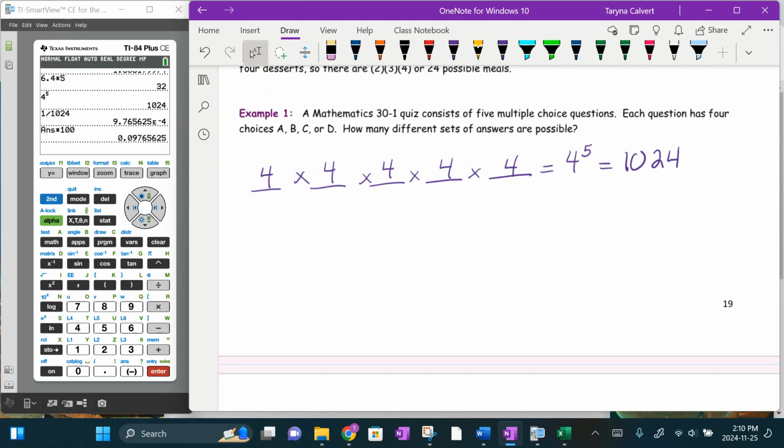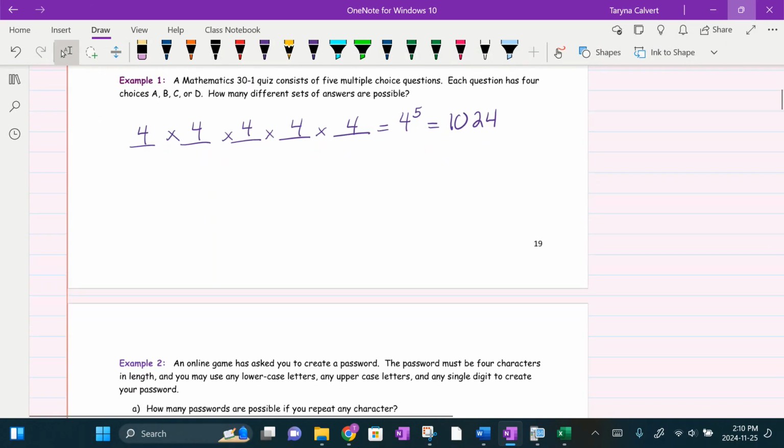All right, so again, would you want to write down all the possible arrangements of how you could bubble it in? No, because there's 1,024 of them, A, B, C, D versus B, C, you know what I'm saying, like yuck. Okay, all right, so kind of neat.